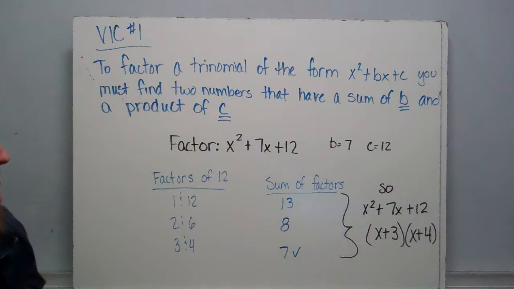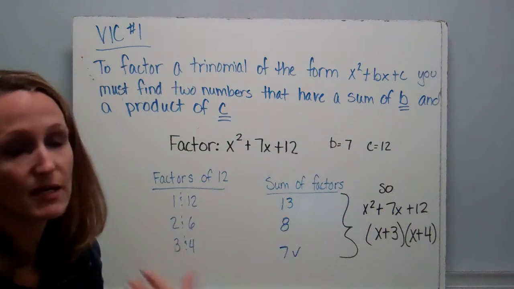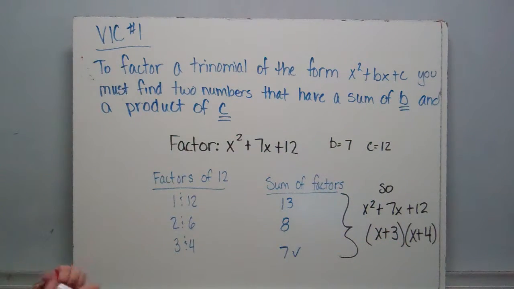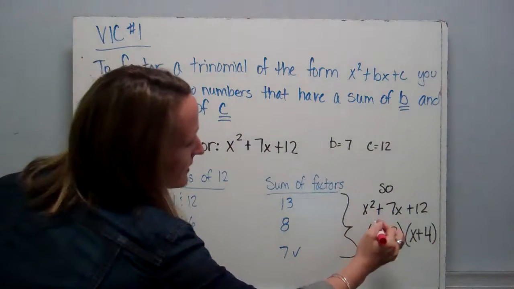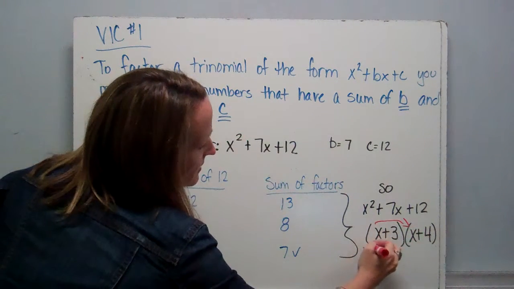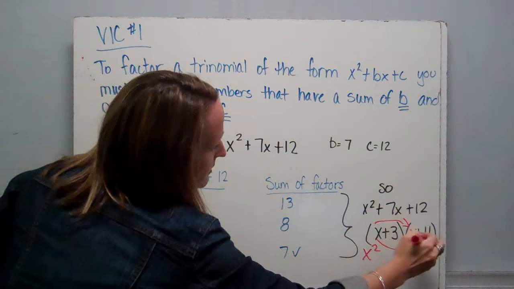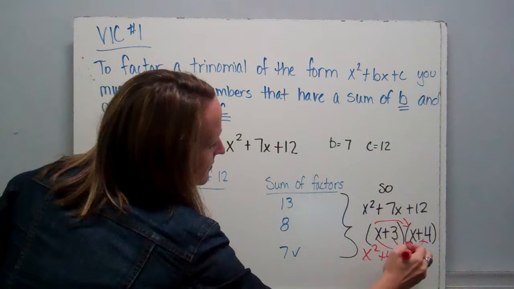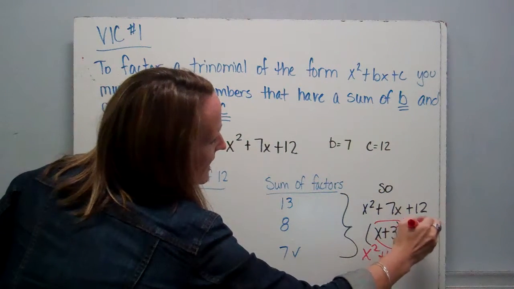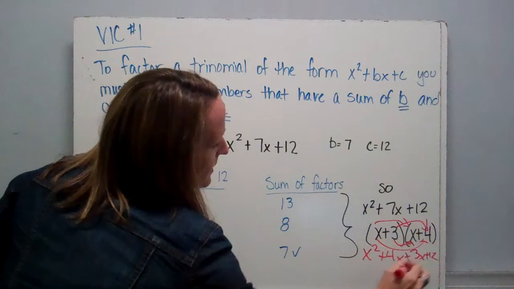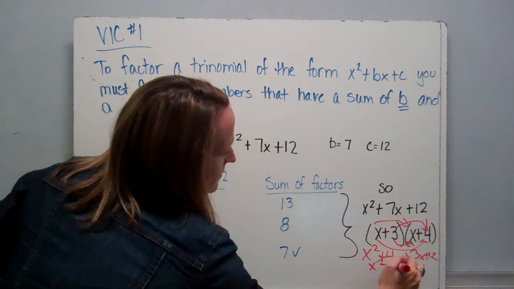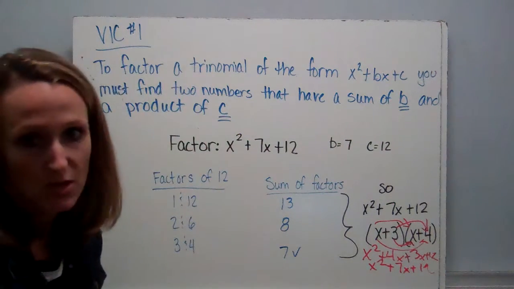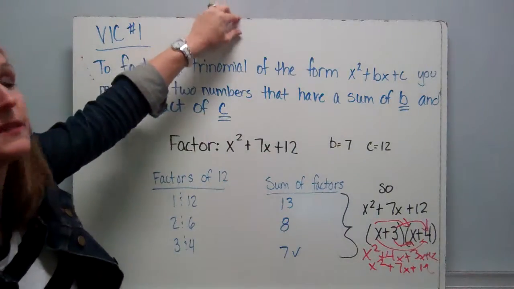So that means that x squared plus 7x plus 12, when factored out, is x plus 3 times x plus 4. If I went back and used FOIL on it, if I do my first, I get x squared. If I do my outer, I get 4x. If I do my inner, I get 3x. If I do my last, I get 12. Which puts me right back where I started. So I have factored it correctly.